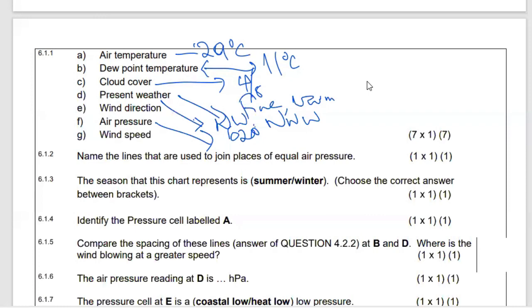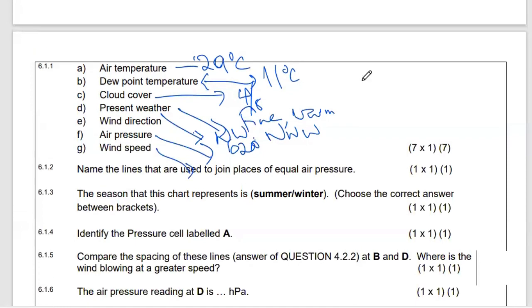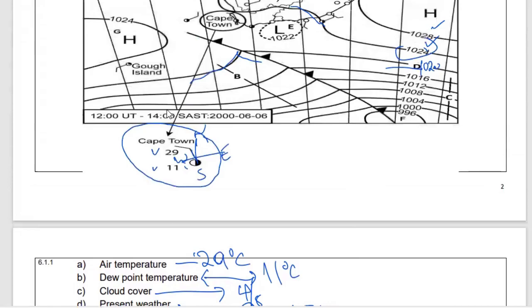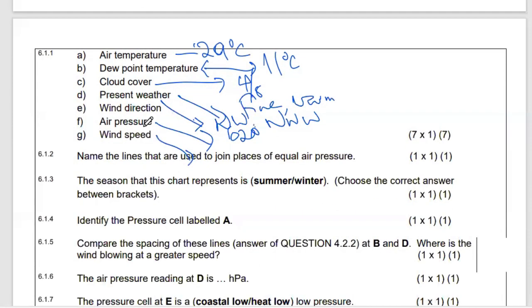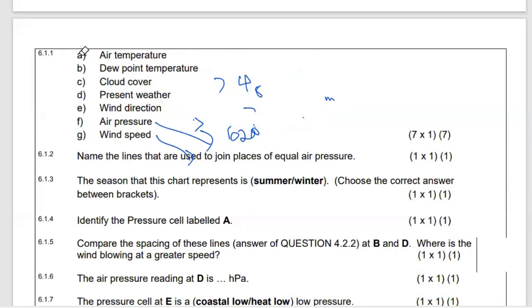Then we go on to wind speed. Our wind speed is indicated at the end of the feathers of our bar here. Our bar is ending there, and we have this one feather here, which is full, which means one full feather is 10 knots. Right, that is basically how we can answer those questions based on the given synoptic map. Name the lines that are used to join places of equal air pressure. We have talked about that. That is an isobar, according to our previous discussion.